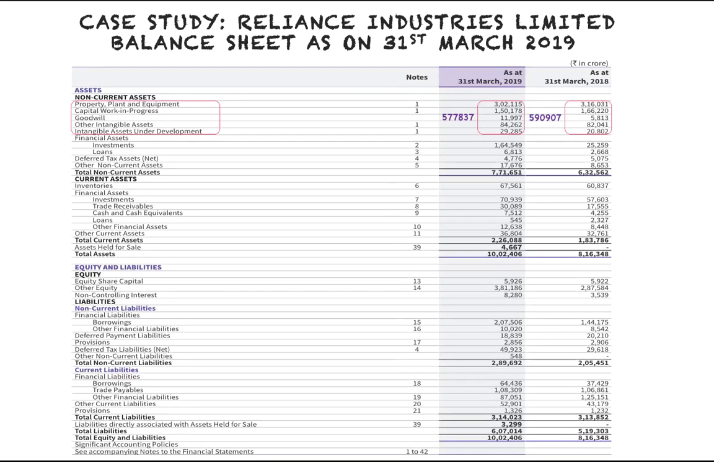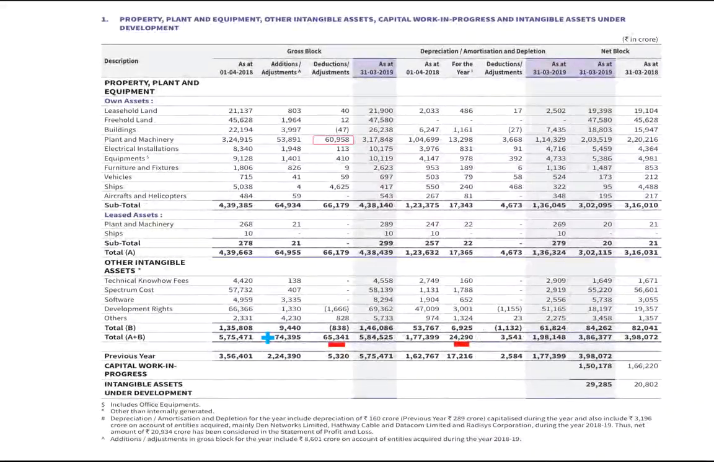So from 5,90,000 crore, they have dropped to 5,77,000 crore. This is the net value, net block. So net decline of 2% versus last year. Let's understand why there is a decline. See the note which will show you what has exactly, line by line, each asset listed there.